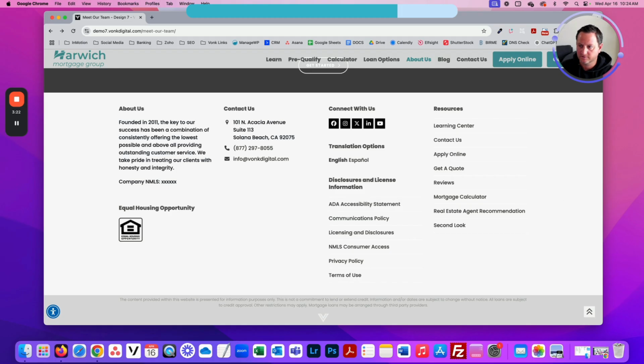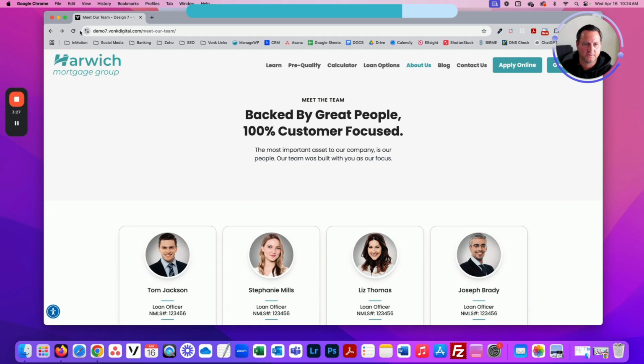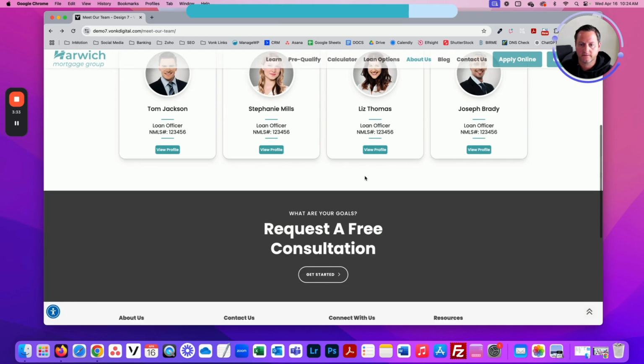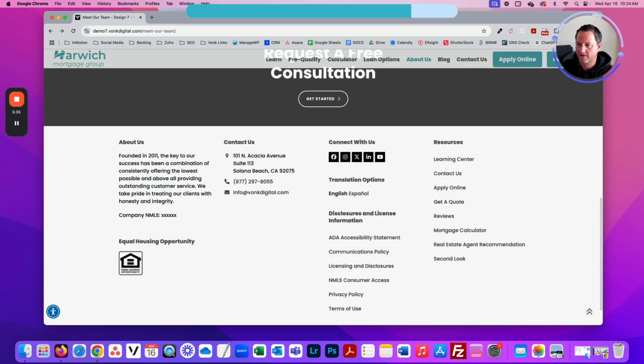I already went over terms of use. SSL certificate. Every website on the internet now should be secure. There should be a padlock showing that it's secure. So make sure you have that. That's kind of standard practice now.